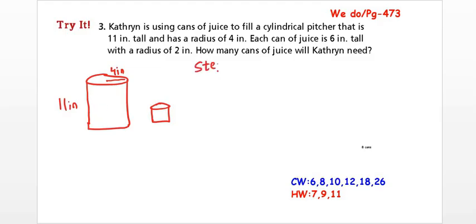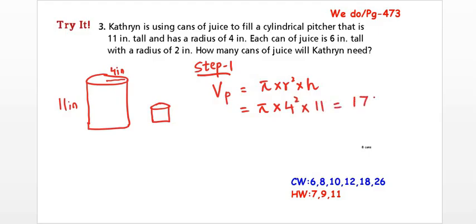So first, in step 1, let's find the volume of the large one, the volume of the pitcher. I'll write volume of the pitcher, pi r squared h. This is the formula, so let's put the values into it. Pi times, what is the radius? It's 4 squared. What is the height? It's 11.